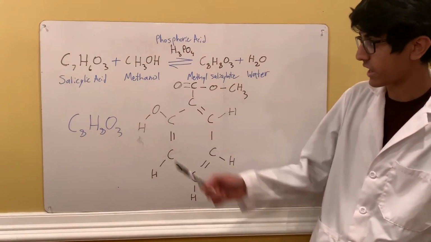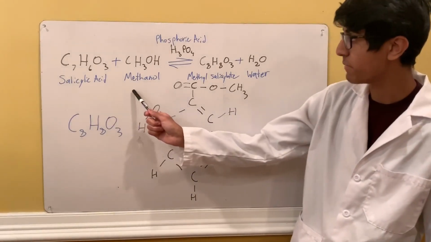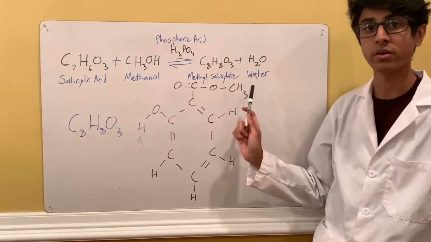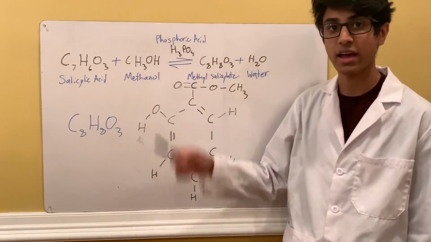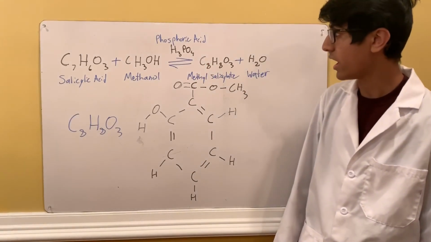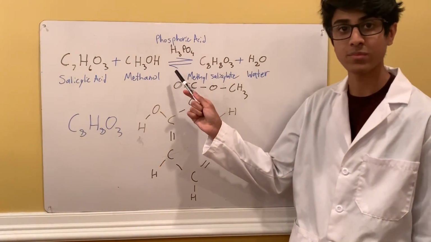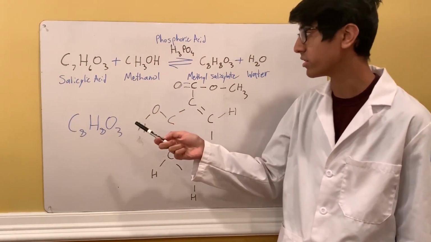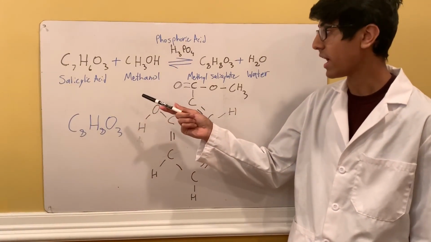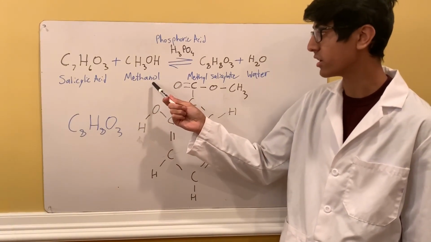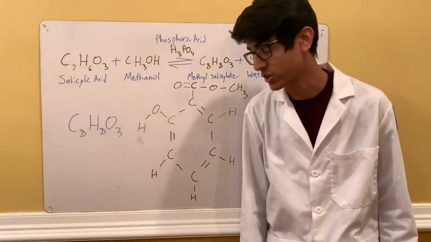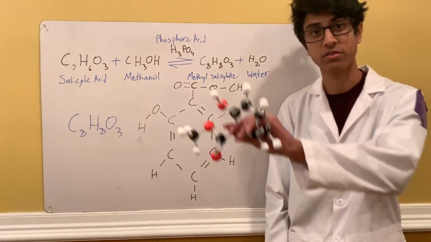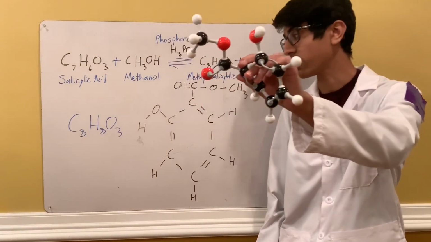As you can see from this reaction, salicylic acid and methanol react and form methyl salicylate and water. Phosphoric acid acts as a catalyst. And this reaction is an equilibrium reaction. So to sway the reaction towards the products, we're going to have to increase the temperature and increase the amount of methanol used in the reaction. Here's the structure, and here's a 3D look at the structure of methyl salicylate.